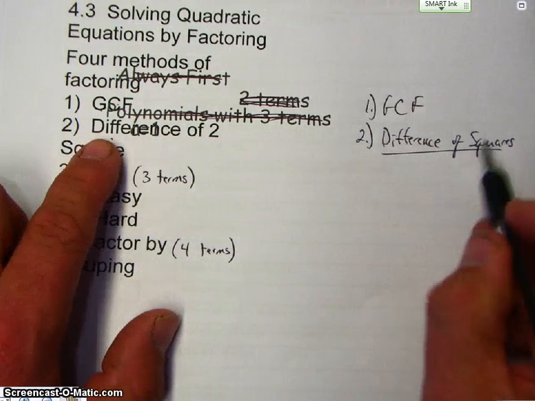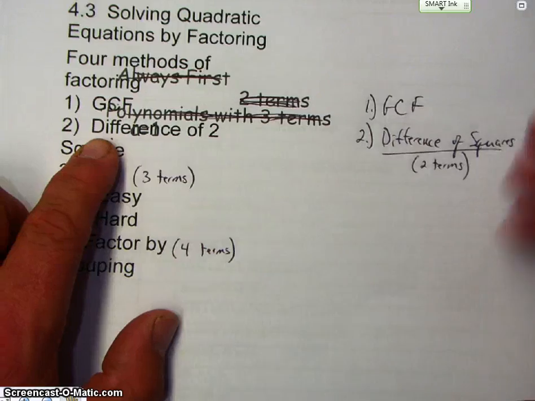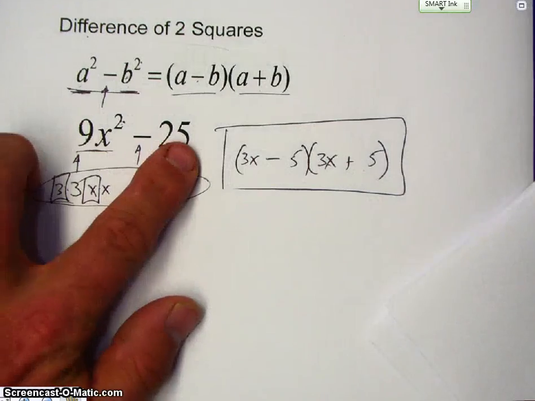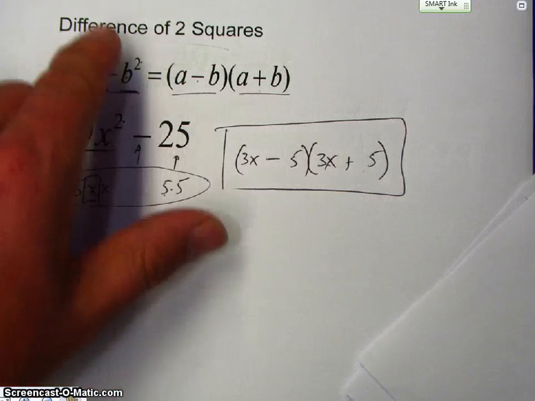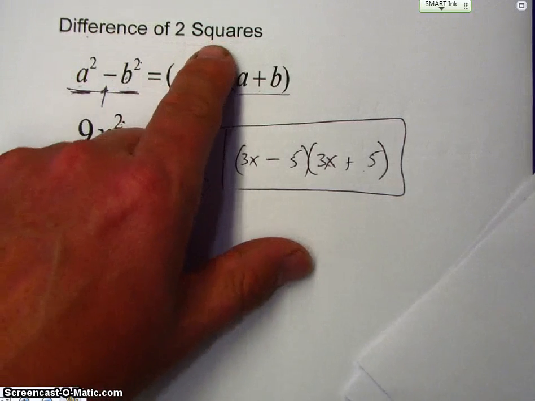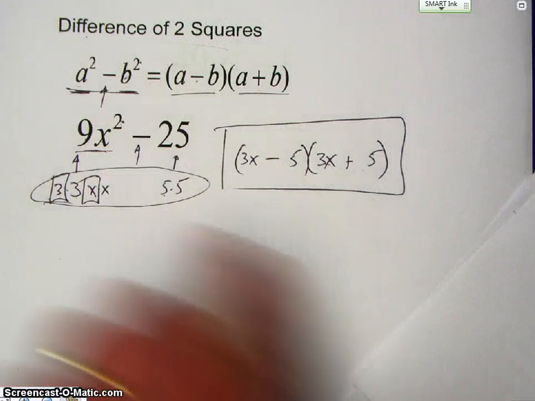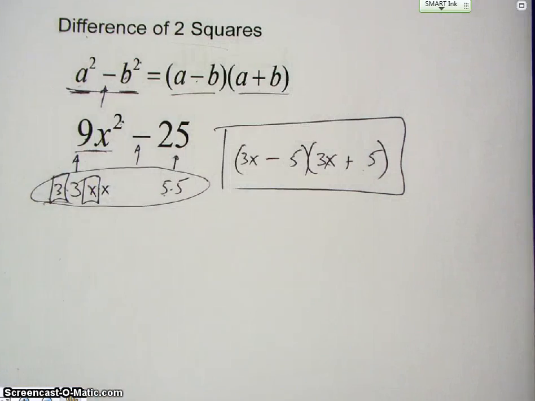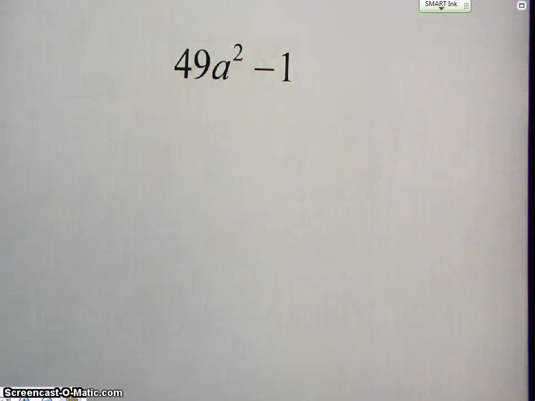So the difference of squares is the only one that you can use if you have 2 terms. Well, I have 2 terms. So if this is factorable, it has to be difference of 2 squares. If it isn't, then it's not factorable. So we're going to be looking at ones that are factorable, that way you can practice this technique. Let's go on to the next one.